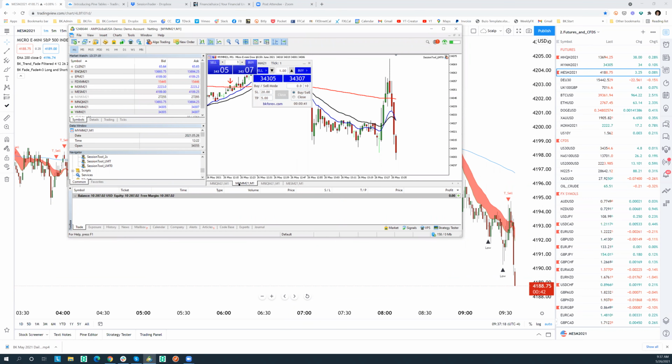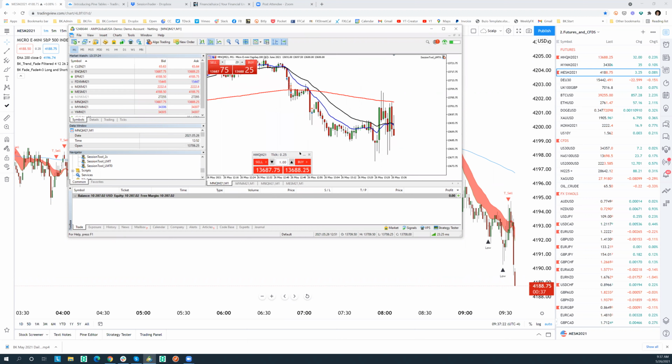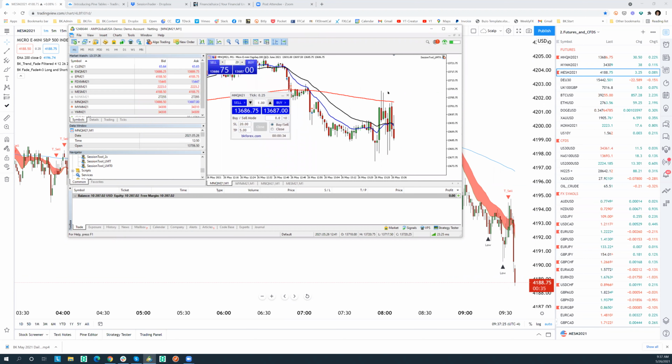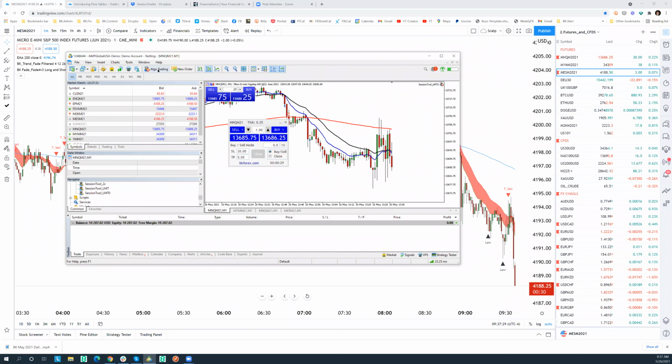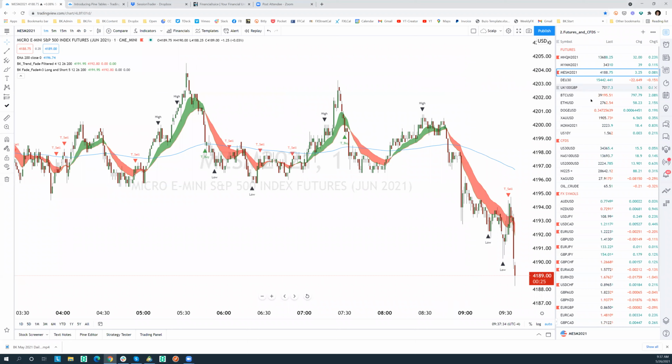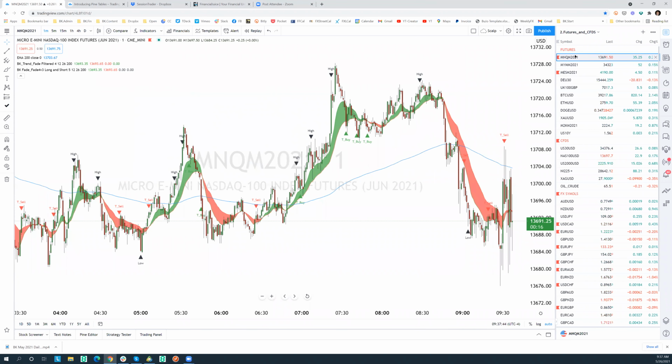Let me see if I have the Dow set up, and I have NASDAQ set up. Okay, I'll minimize all of this for right now. I'll put them all on, and then we'll see what's going on here. Nothing much setting up over here this way.